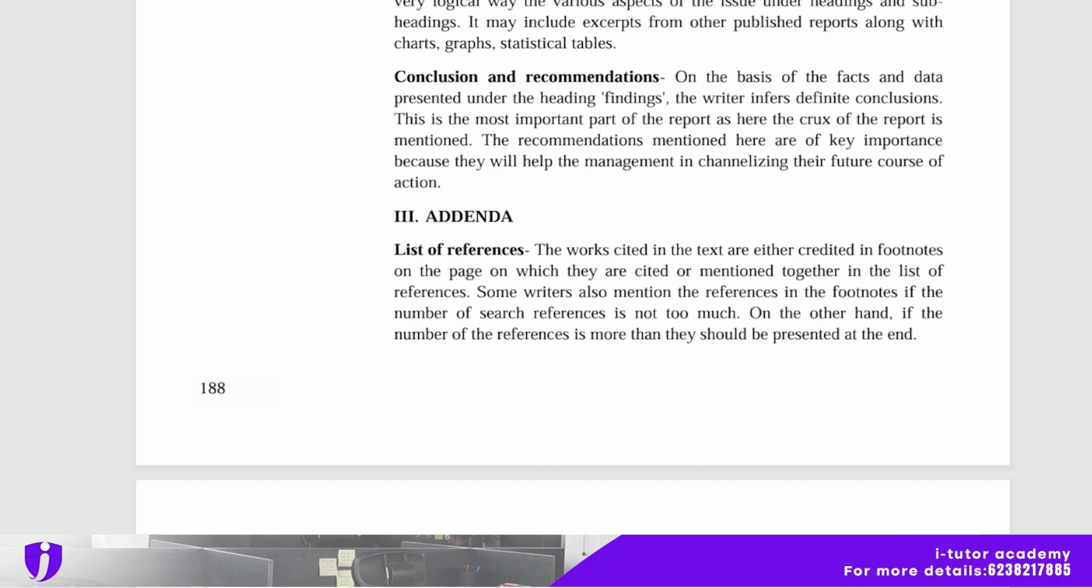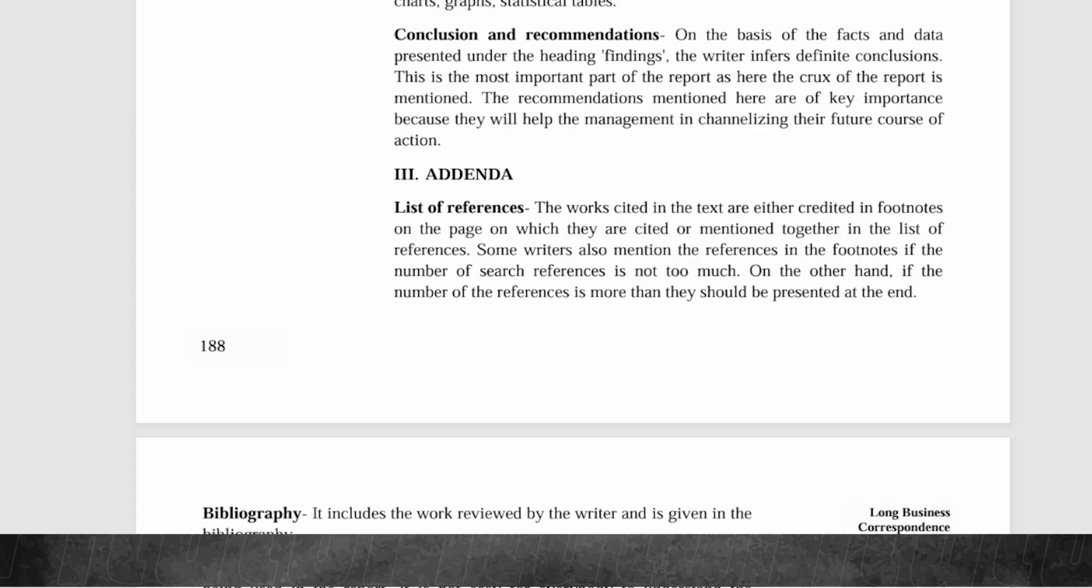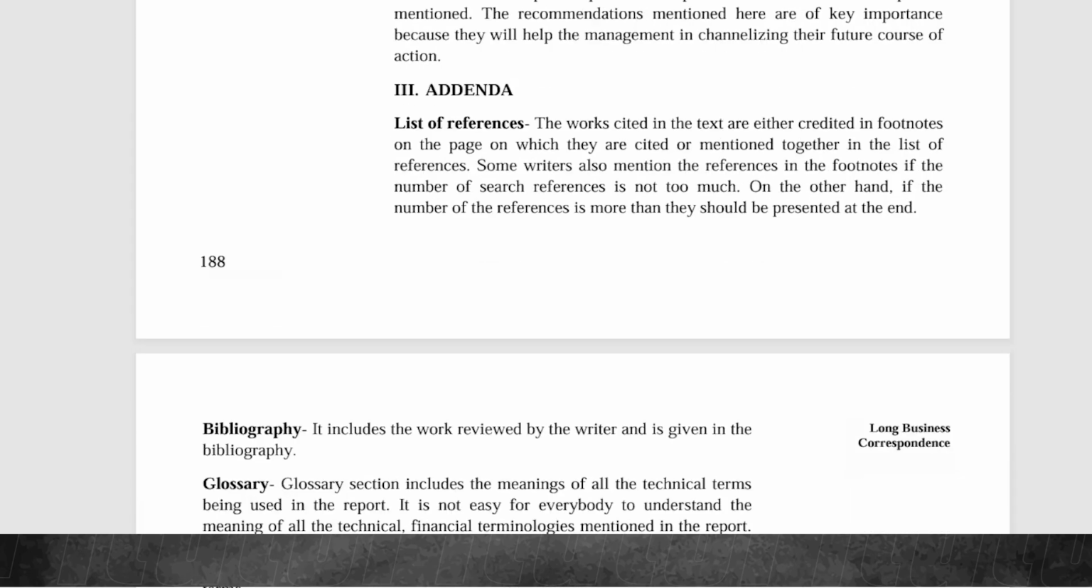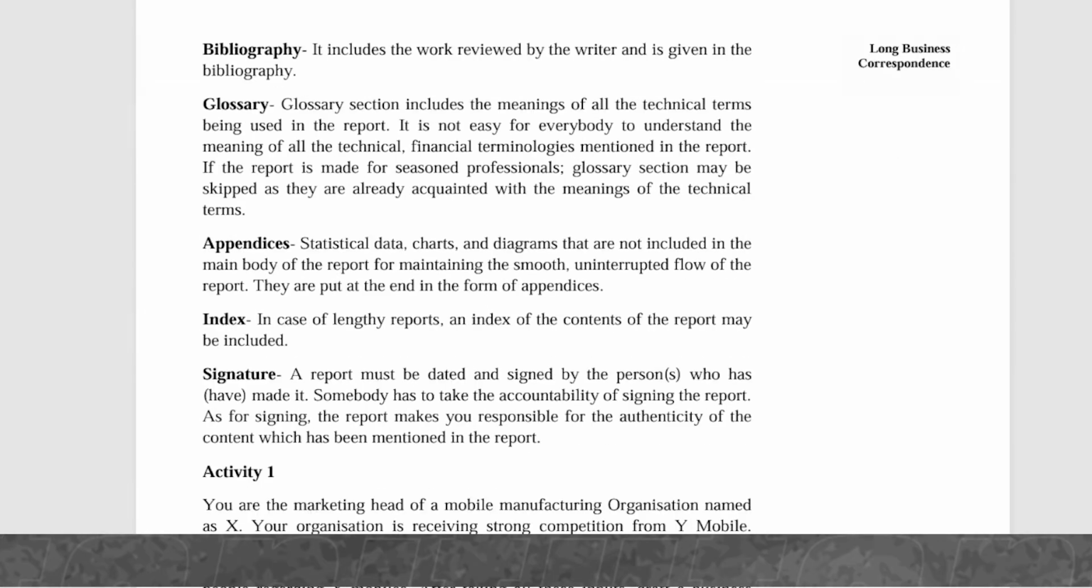There is the list of references. The works cited in the text are either credited in footnotes of the page on which they are cited or mentioned together in the list of references. Some writers also mention the references in the footnotes if the number of such references is not too many. And there are the bibliography, glossary, appendices, index, and signature.